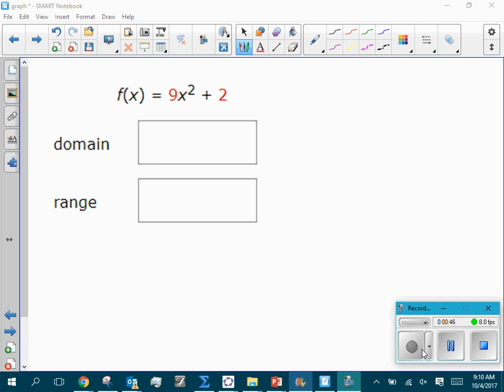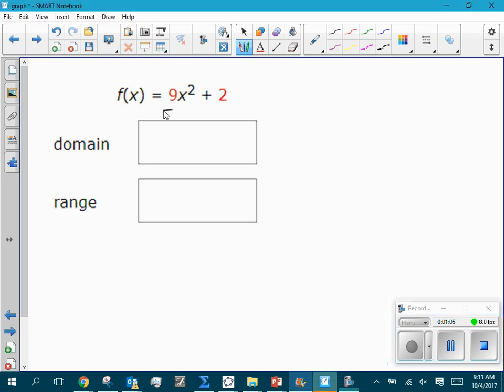But what I'm going to talk to you about right here is not something that we always want to do. Okay? And I'll give you an example of why. But when I look at this one, 9x squared plus 2, and they ask me what is the domain, this is a polynomial function, and we talked about this yesterday. A polynomial function has a domain of all real numbers.